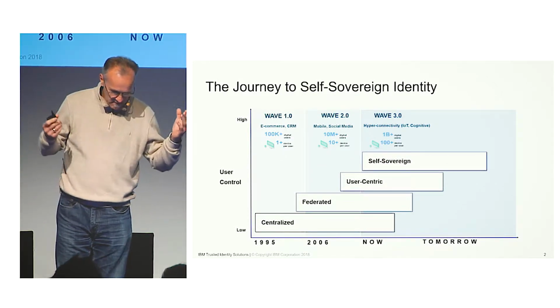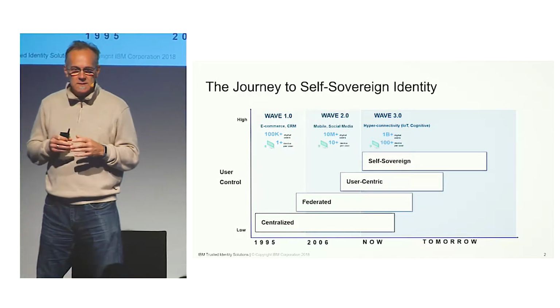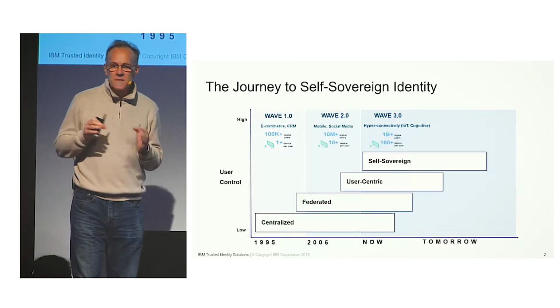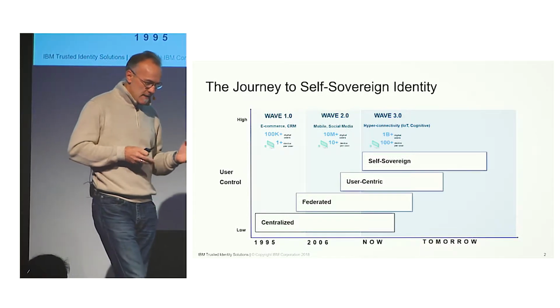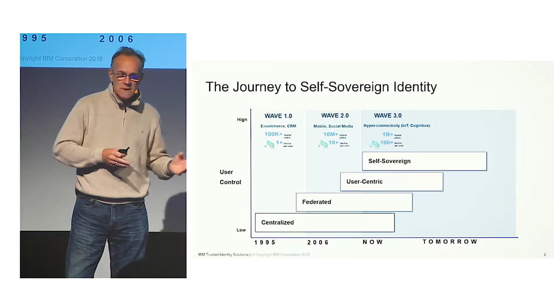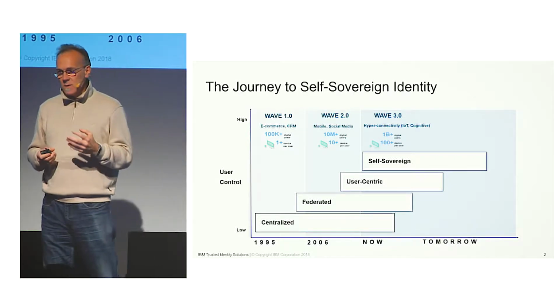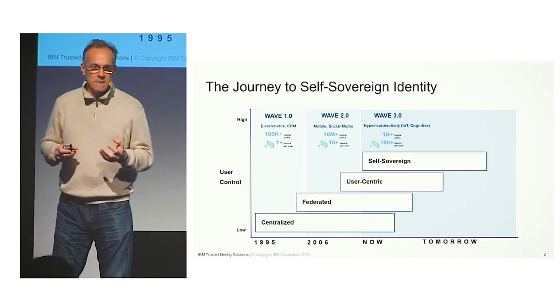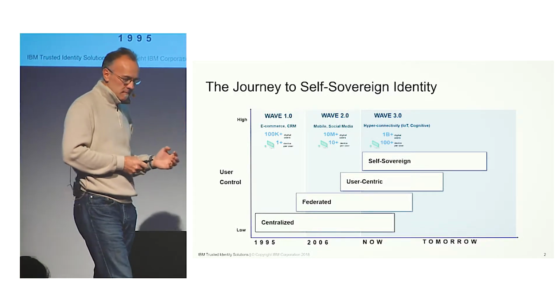Let's first start with the journey to self-sovereign identity. We can distinguish 4 different phases in the way identity has been managed over the years. Of course, the dates here are kind of fuzzy. Nobody really knows when any of those different systems will end. But first, we saw centralized systems. This is the traditional system where you log into a particular system.